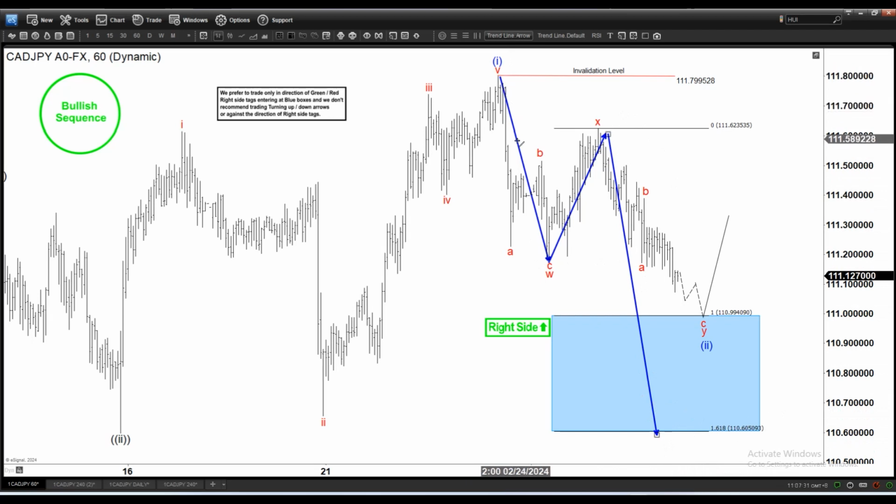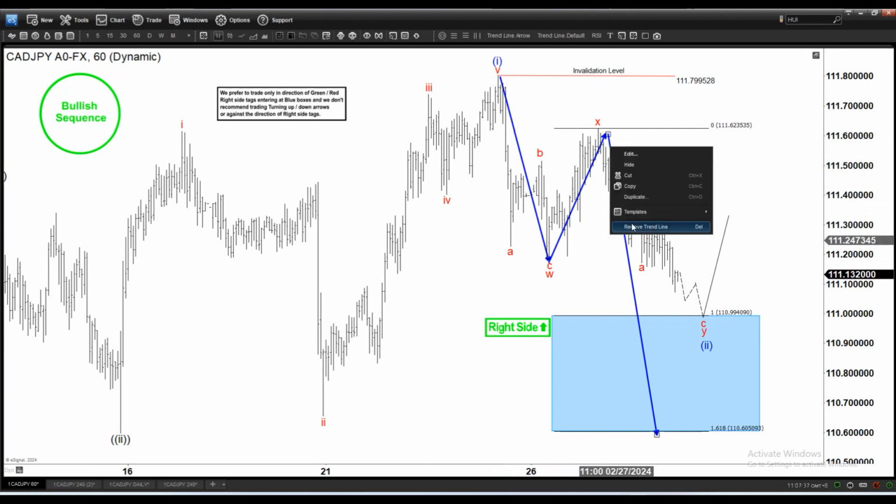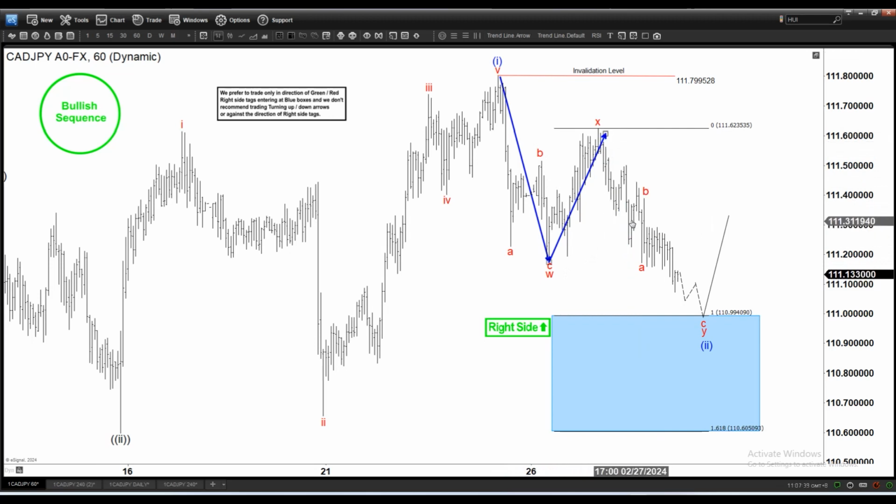But because the first leg looks like 3 waves, right? That will increase the odds, and it's all about probability, right? Increase the odds that this leg down is not a wave 3, and therefore it increases the chance it will not go below the 161.8% extension.